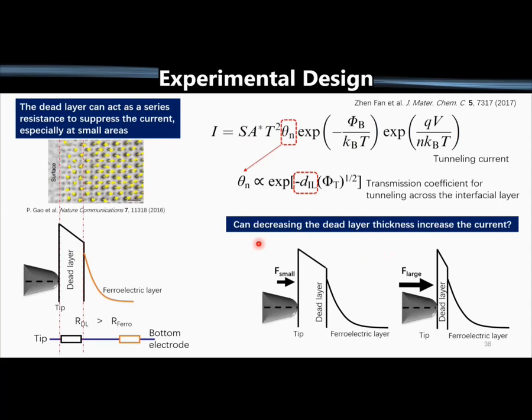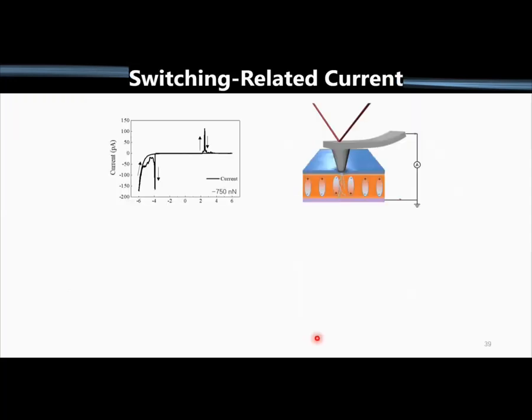The question that we propose is, can decreasing the dead layer thickness increase the current? As we're applying a larger force, does the dead layer become thinner? Does the current become larger? And can we detect a larger switching related current when the material switches? So that's what we were interested in looking at.